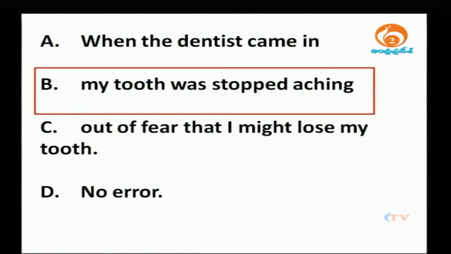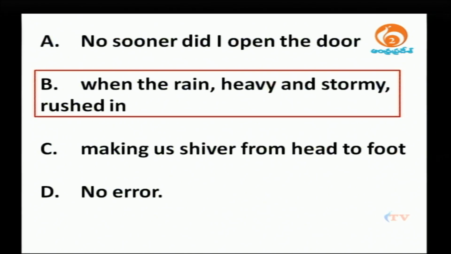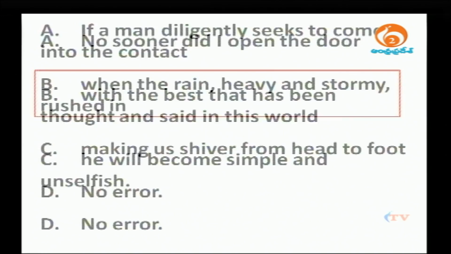Next, no sooner did I open the door when the rain, heavy and stormy, rushed in, making us shiver from head to foot. Now, I cannot say when the rain, heavy and stormy; it should be the heavy and stormy rain. So, option B is the one where there is the error.